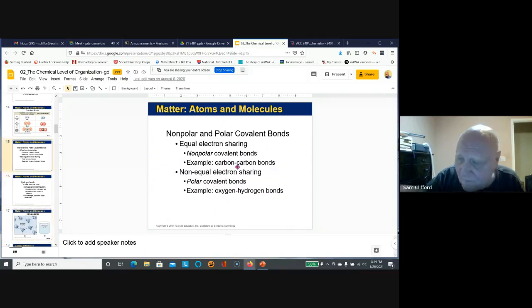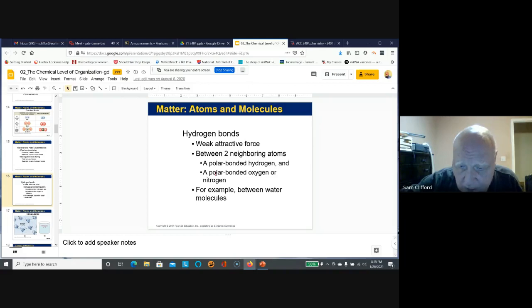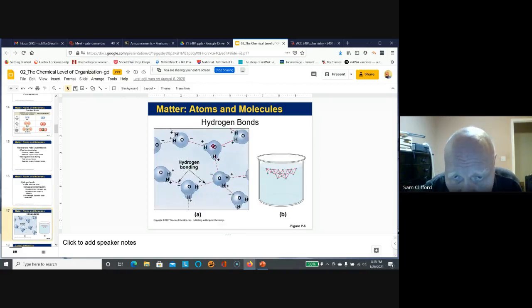There are 2 types of covalent bonds, nonpolar and polar. Equal sharing is nonpolar. Non-equal sharing is polar. So if you look between this oxygen and this hydrogen, this is a polar covalent bond where the oxygen shares most of the electrons and the hydrogen only shares a small amount.